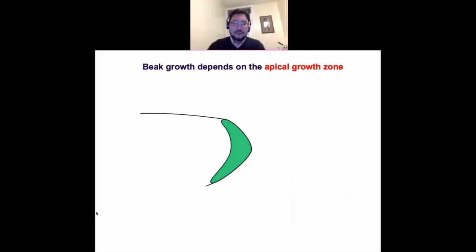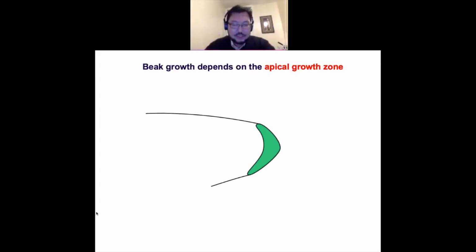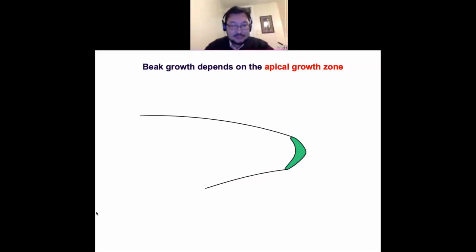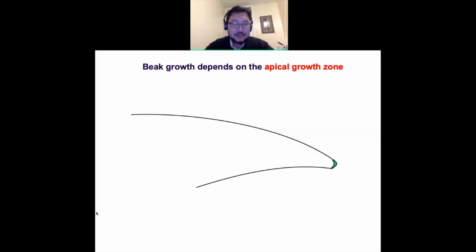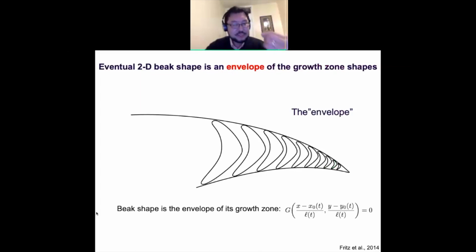Okay, so if we were to have a two-dimensional sideways perspective on the bill, what we see here is a very early developing beak. There's a very large growth zone shown here in green, and as the growth zone begins to decay in size relative to the rest of the bill, you begin to acquire this conical shape, and at some point that essentially becomes a knot, and forms the tip of the bill. You have the overall conical shape, which is essentially the envelope of all the shapes of the growth zone, from a two-dimensional perspective, that ever existed inside this developing beak.